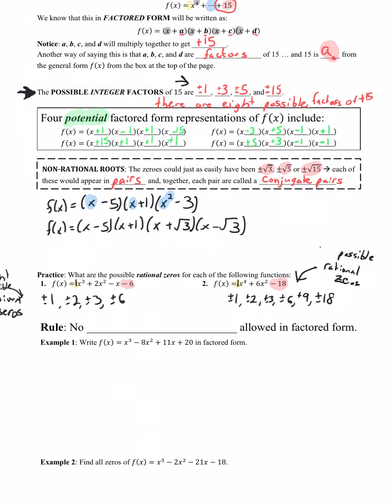12, exactly. So there's 12 possible rational zeros in the second one, right? Everyone's got a plus or minus. It doesn't matter whether the sign's positive or negative, it's always going to be plus or minus when you're writing down the possible rational zeros.